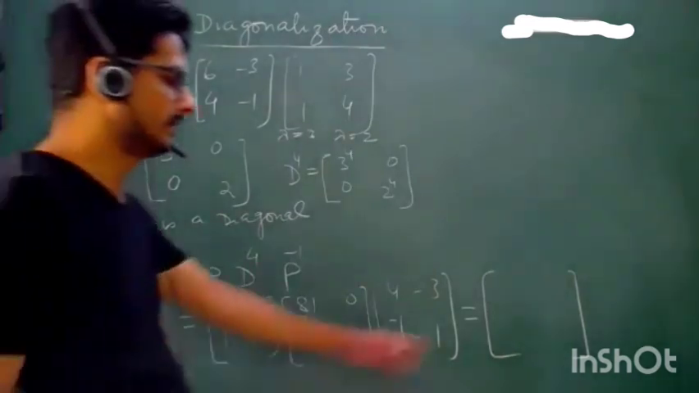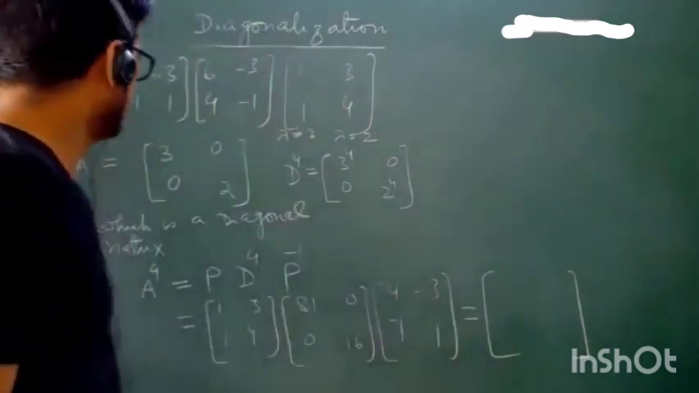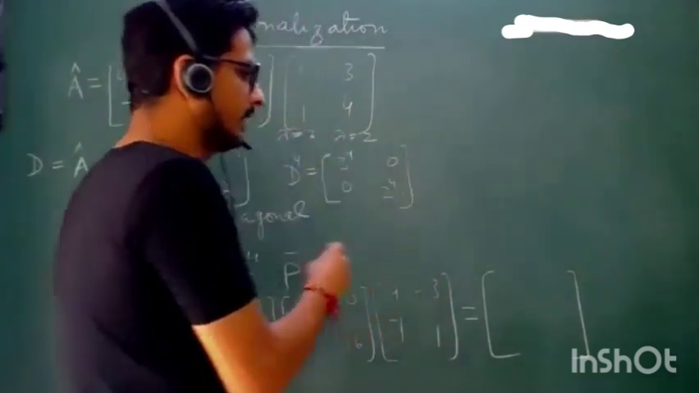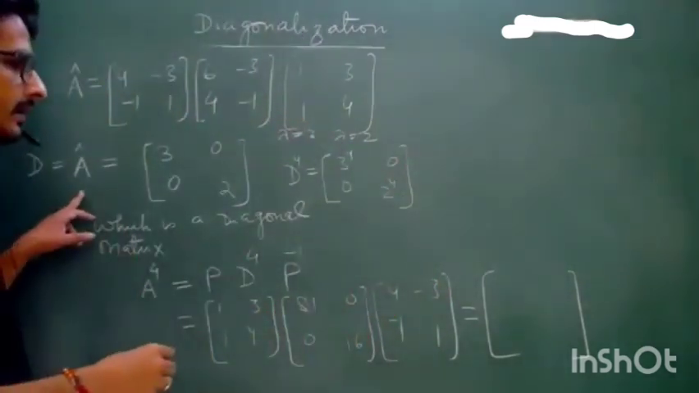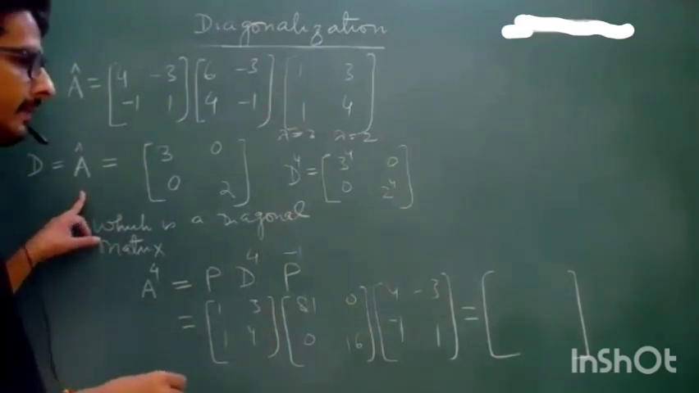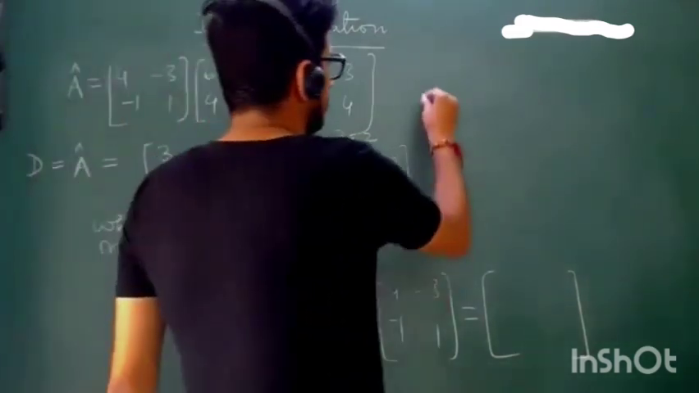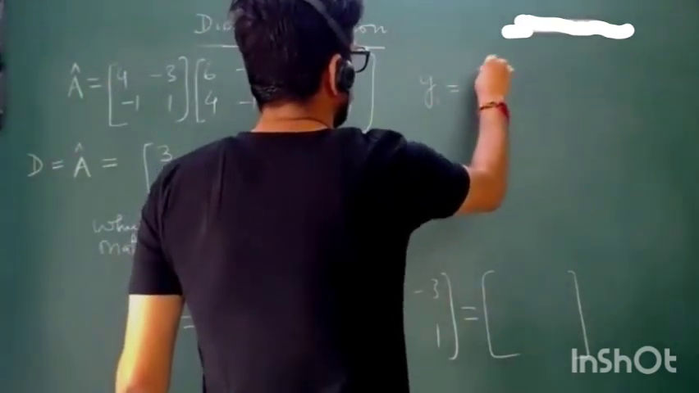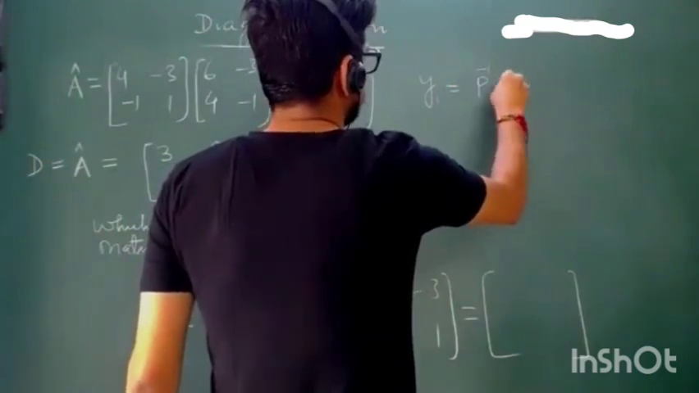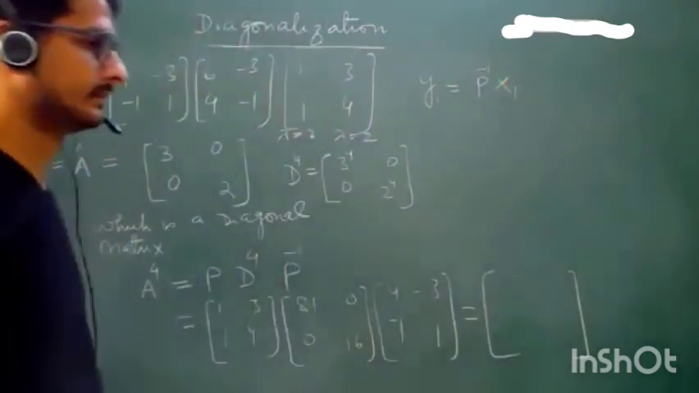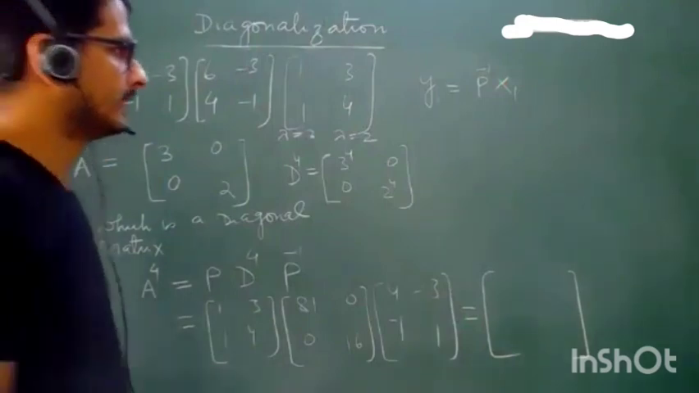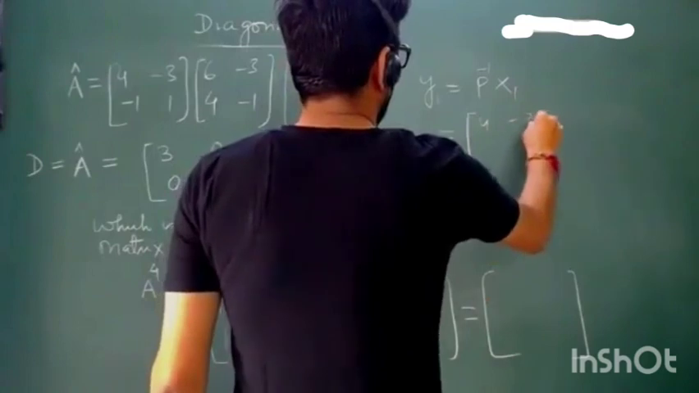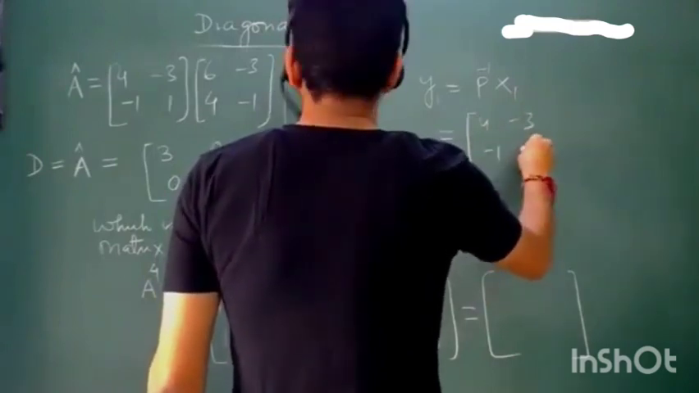What is the value here? You can write now. The next thing I also told you is that if I want to calculate the eigenvectors of A cap, the corresponding eigenvectors can be written as, suppose y1, that will be just P inverse x1, correct? That I also told. So this will be equal to P inverse, which is [4, -3; -1, 1].